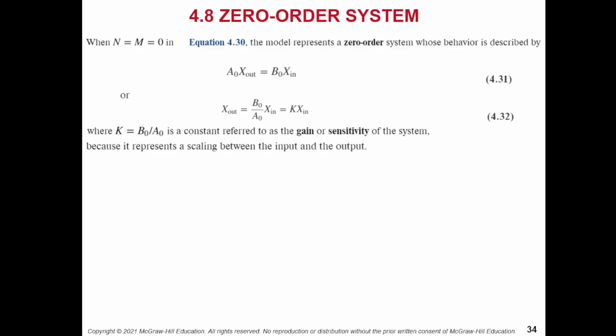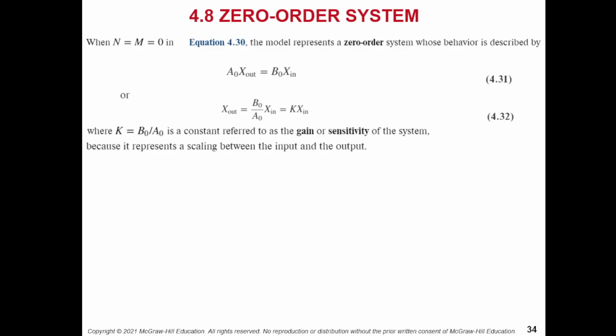Like I said, the ratio between the input and output is the alpha, right? This is the output, this is the input. So we move the x in to the left hand side, and b0 divided by a0 are the factors, the coefficients. The ratio of the coefficients is the alpha, right? So we use a k here. What's the k? K means the gain, the ratio between the output and input. We move the x in to the other side. So k becomes the gain or sensitivity.